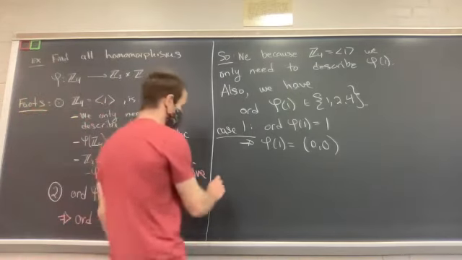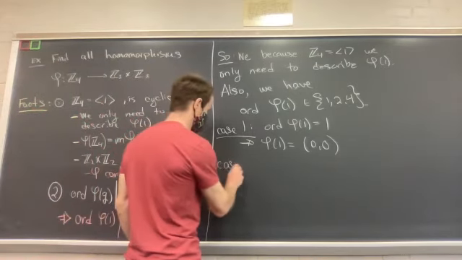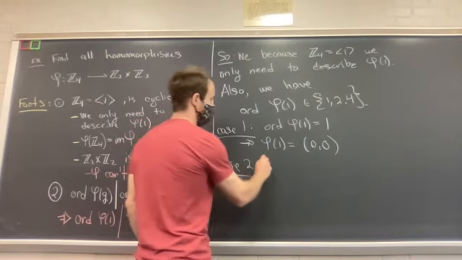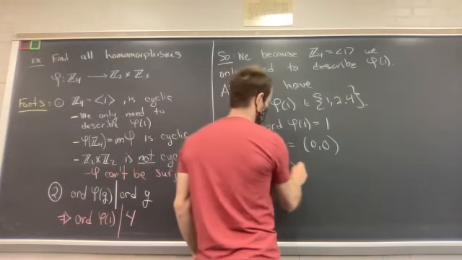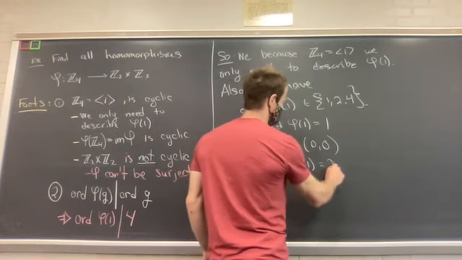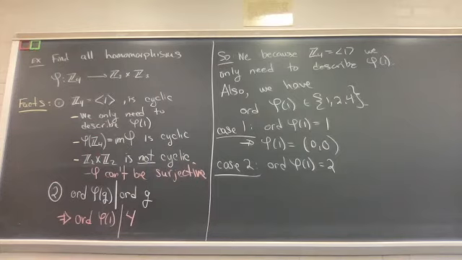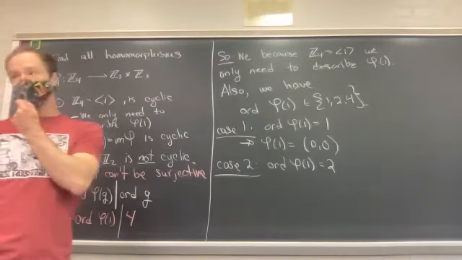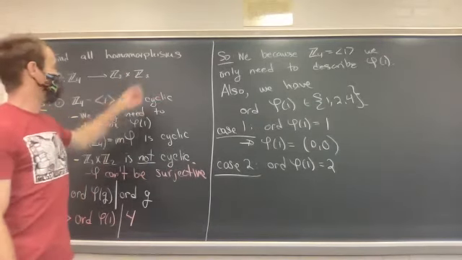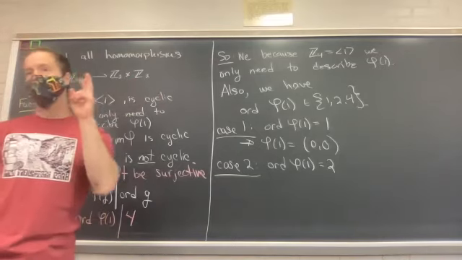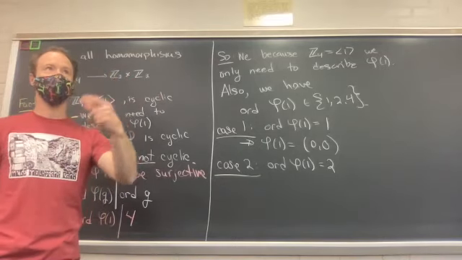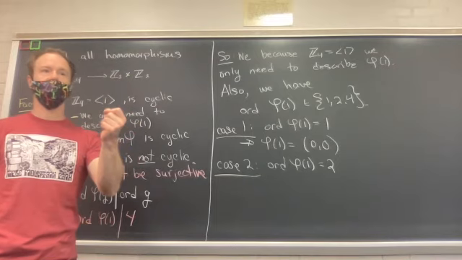Okay, so now let's look at case 2, which would be the order of phi of 1 equals 2, the second case, right? But now we want to look for elements in Z2 cross Z2 that have order 2. So that means you combine them with themselves.